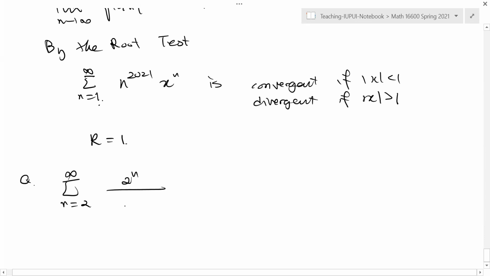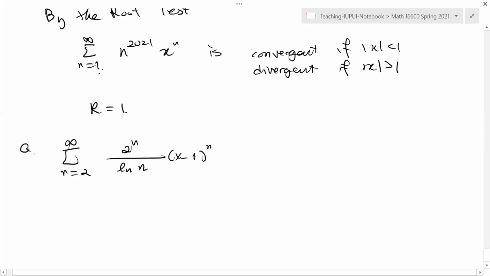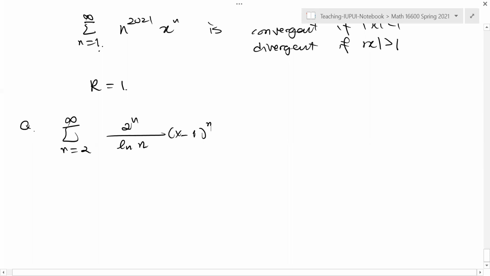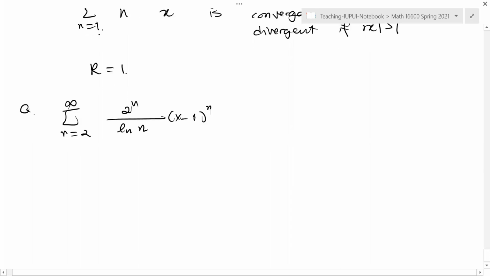This is the series with terms 2 to the n, natural log of n, and (x minus 1) to the power n. We want to determine the value of x for which it converges, so let's find the interval of convergence. That means I have to check the endpoints too.